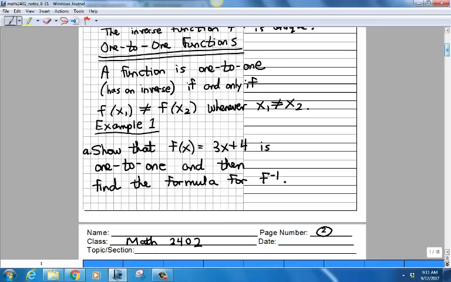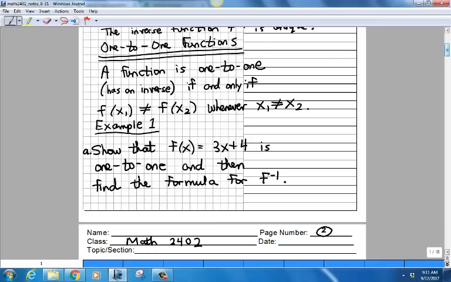So a function is one-to-one if this is the case. If you pick two inputs that are not the same, and their matching outputs are not the same, then you know the function is one-to-one. That means the function has an inverse.